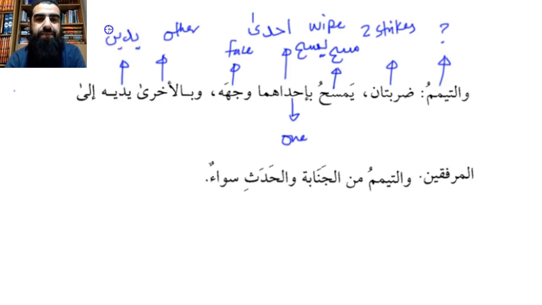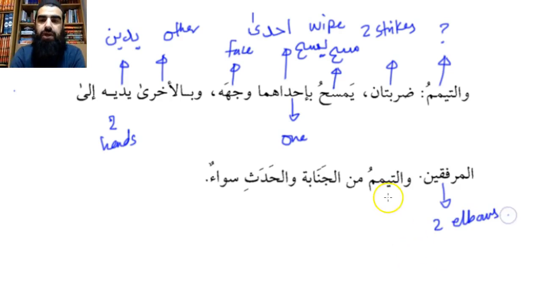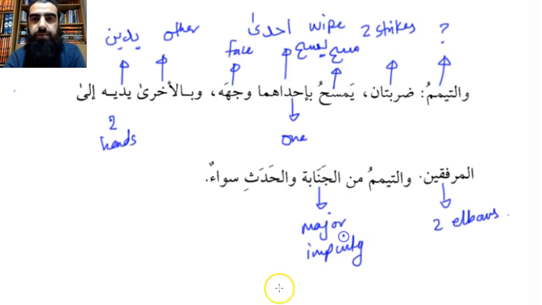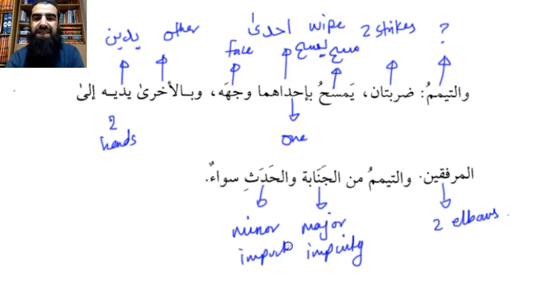Okay, yadayhi, it means hands. So yadayhi, it means hands, and it's two. So one is yad, and then two is yadani or yadaini. Okay, so mirfaqain, two elbows. Elbows over here, these elbows. Janaba is the state of major ritual impurity. So major ritual impurity is called janaba, and minor ritual impurity is called hadath.